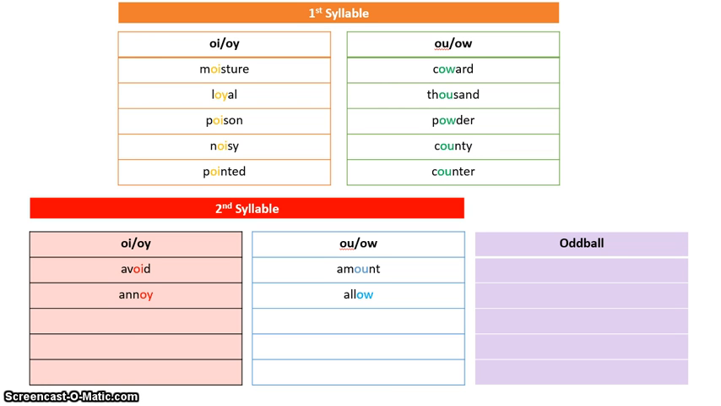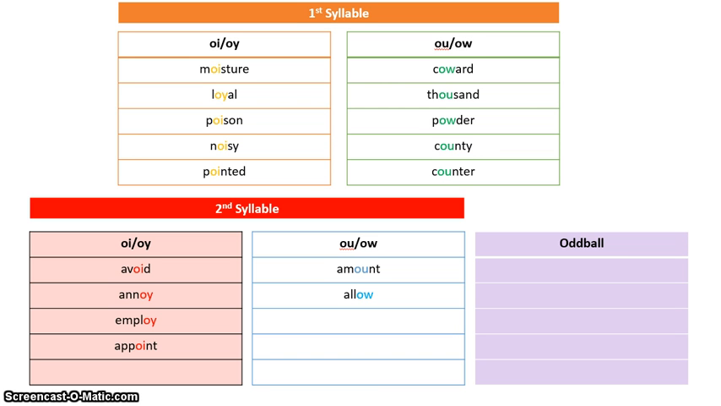Let's see if we can find the words employ and appoint. Find those 2 words and put them on the chart. You're going to notice that they have the oi sound, but in the second syllable. So I want you to take your red colored pencil and highlight the 2 letters that make that oi sound, but it has to be in the second syllable.